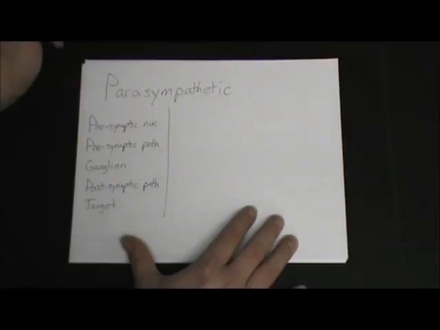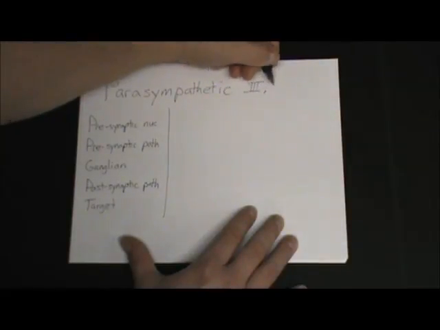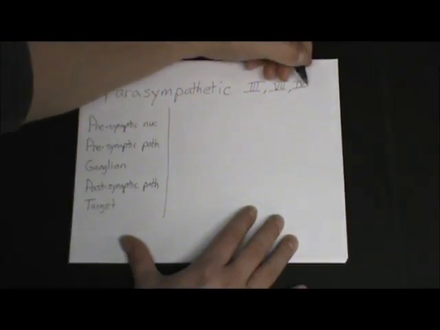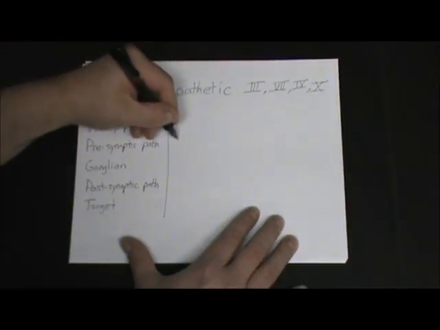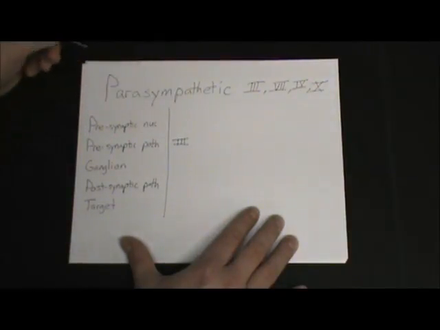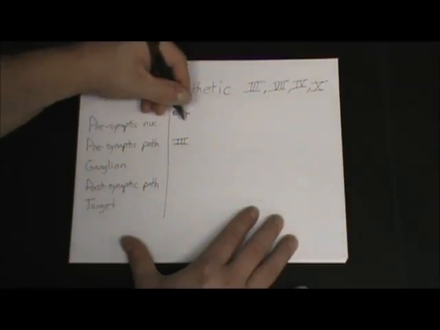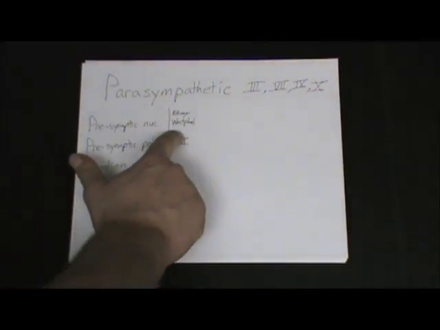The first one that we care about, and the cranial nerves that are in the head and neck that carry parasympathetics, are 3, the oculomotor nerve, 7, the facial nerve, 9, the glossopharyngeal nerve, and 10, the vagus nerve. So starting with 3, oculomotor, it receives its presynaptic nuclei from the midbrain's Edinger-Westphal nucleus.